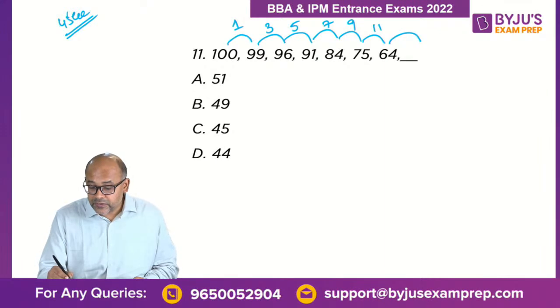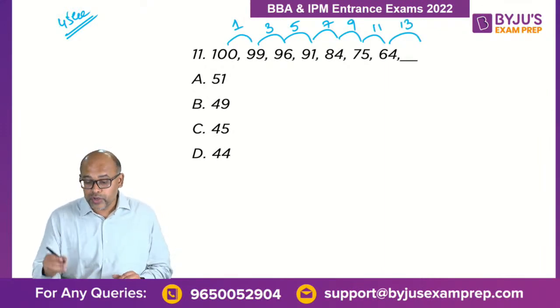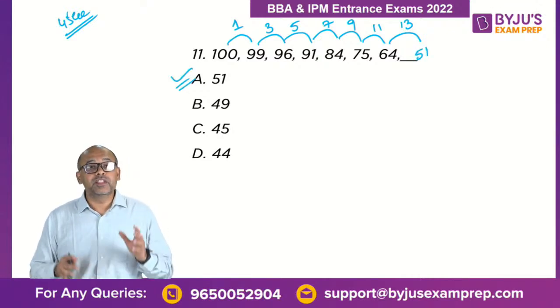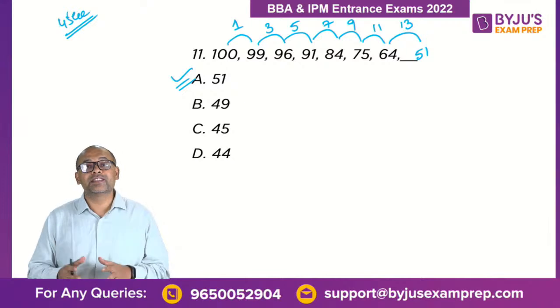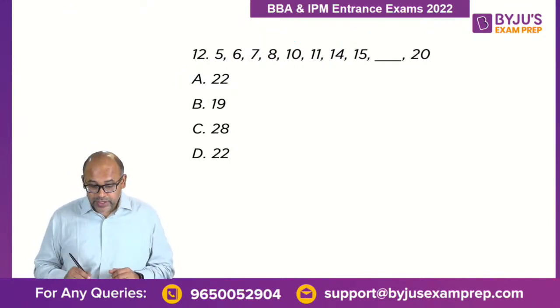Therefore, the next difference should be 13. So 13 less than 64, which is 51, option A. This is pattern recognition. It's called a number series. Okay, so that's your answer. Let's move on to the next question.